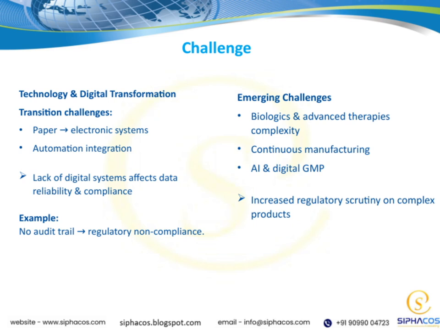Transitioning from traditional paper-based systems to electronic ones is a significant challenge. It's not just about digitizing records, but also about ensuring seamless automation integration. When digital systems aren't implemented properly, it can impact data reliability and compliance. For example, if there's no proper audit trail, it can lead to regulatory noncompliance, which we absolutely want to avoid. So, the key takeaway here is that embracing digital transformation is essential, but we must be mindful of these challenges to stay compliant and maintain product integrity.